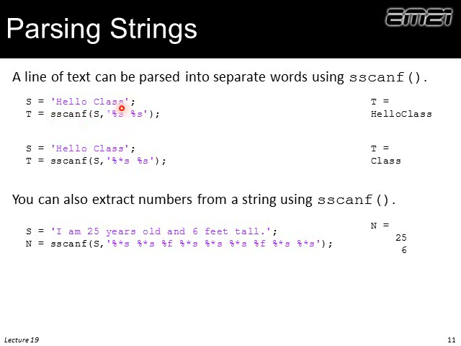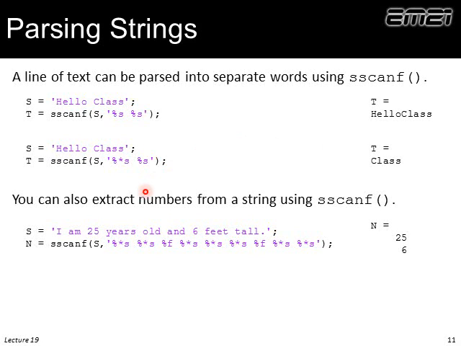We know this will pull off the first word, it will skip the space, and it'll pull off the second word. So T will come out being hello class. If we use the same text string, but we put a star in there, that says skip the first word, ignore the space, and grab the second word. So T comes out being just class. So in fact, if we know how many words there are in a line, we can arbitrarily skip whichever we want to.